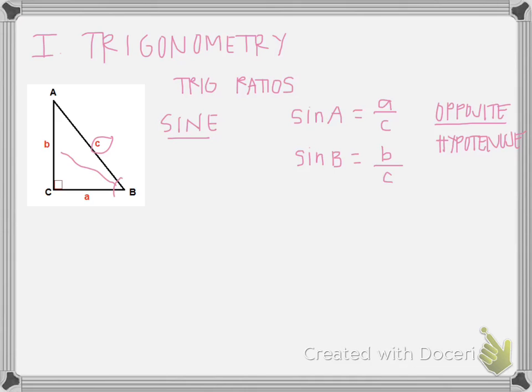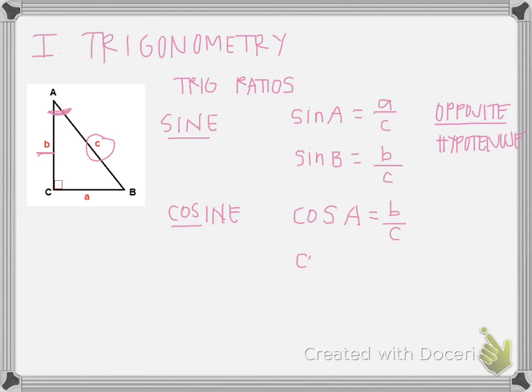What about cosine? Cosine is also a ratio. The cosine ratio is going to be the side adjacent to that angle. Cosine is shortened to COS. So if you were looking at the cosine of angle A, then it's going to be the leg that's adjacent to the angle, which is the leg B over the hypotenuse.